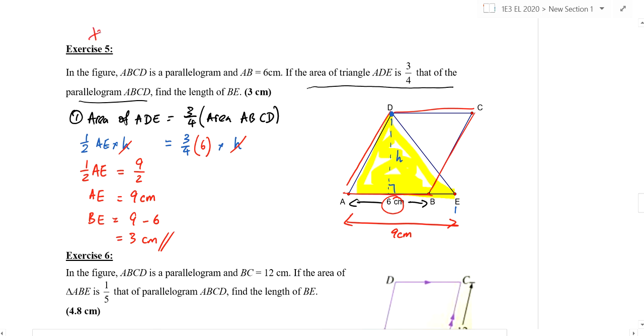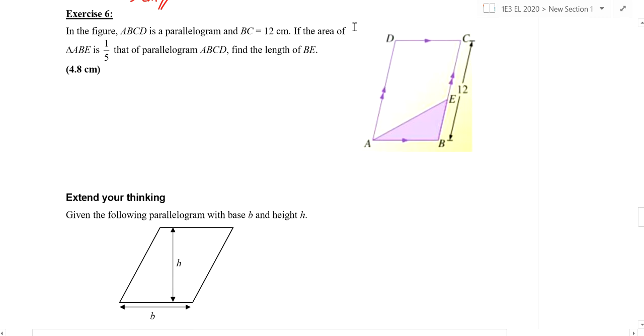So in this question and in the previous one, notice the common perpendicular height. This is going to be a vital technique for us to solve this type of question. Now in exercise number 6, we've got ABCD as a parallelogram, BC being 12 centimeters, and again the area of triangle ABE is 1/5 that of the parallelogram ABCD. Our job is to find the length of BE.